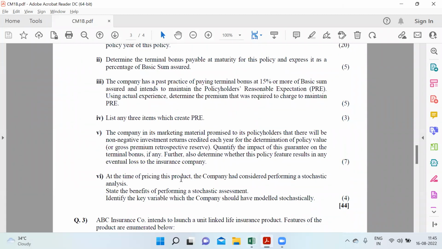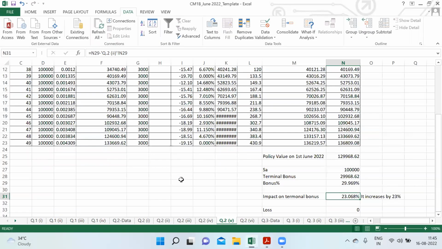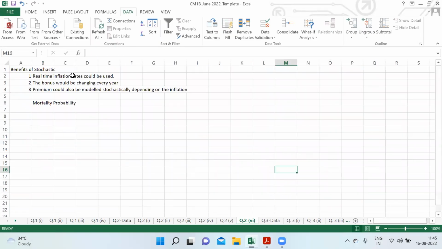At the time of pricing this product, the company had considered a performing stochastic analysis. In a stochastic analysis, real-time inflation rates could be used. Bonus would be changing every year. Premium could also be modeled using stochastic rates. And one key feature which is very stochastic in nature is the mortality probability.